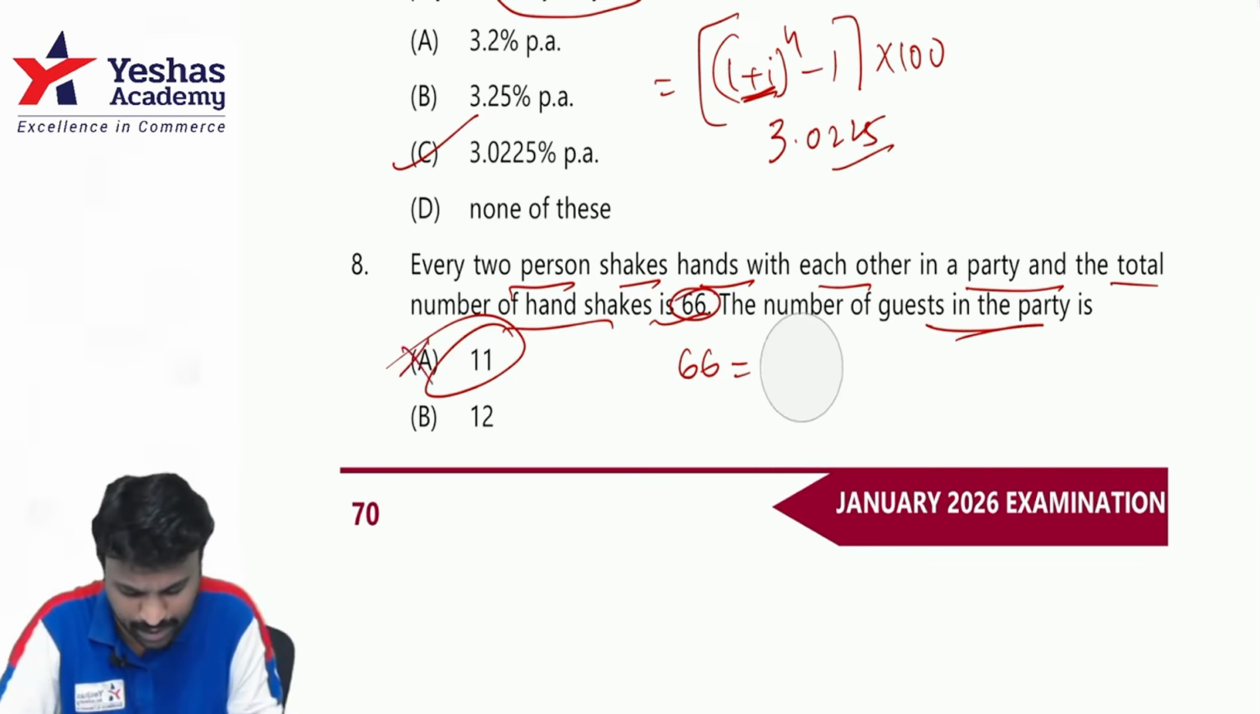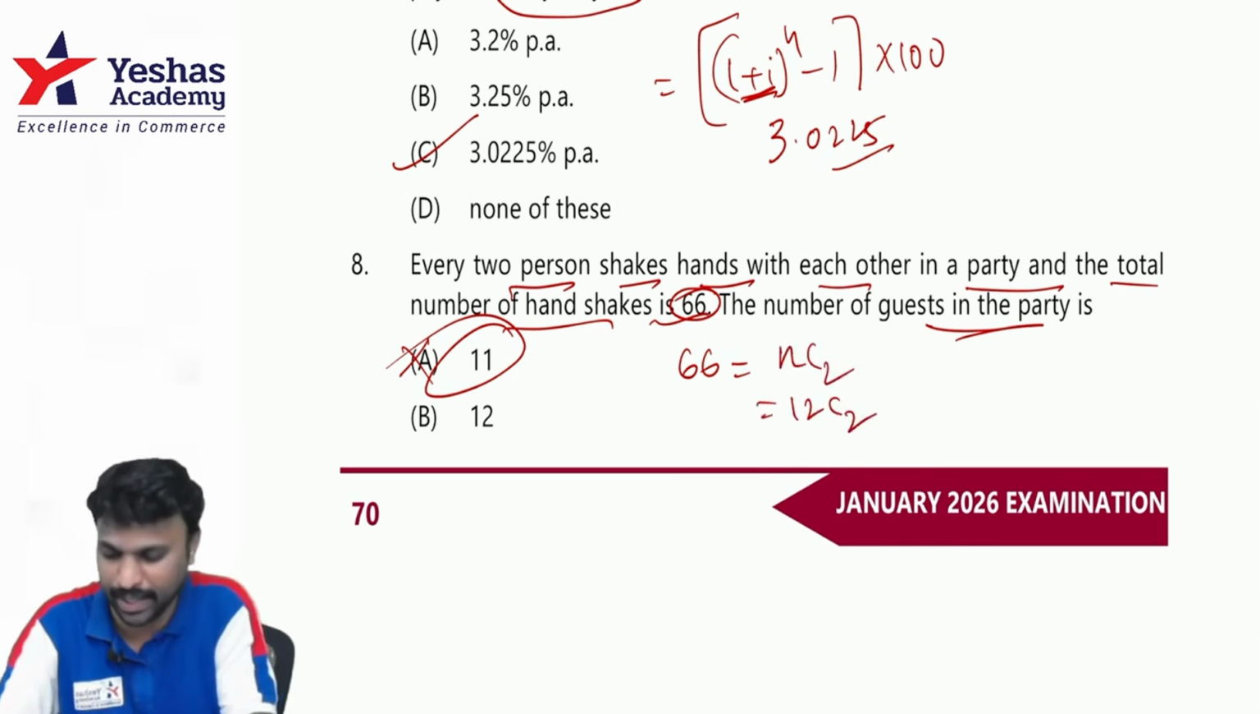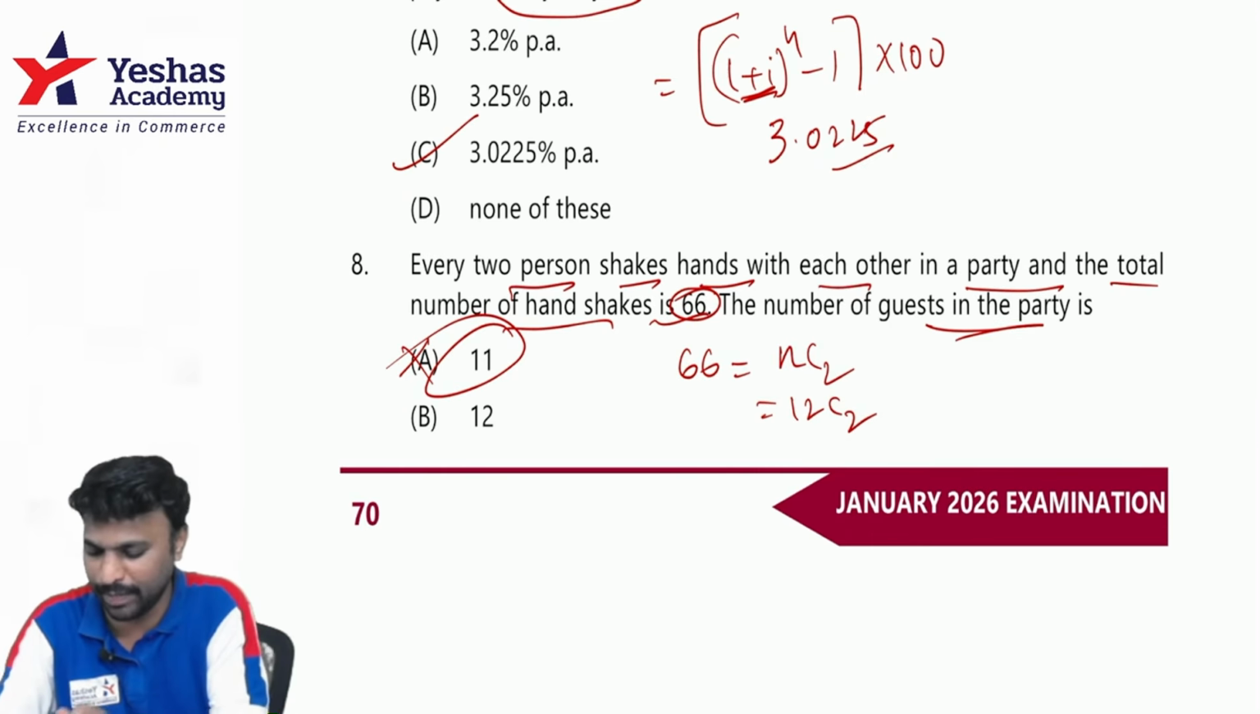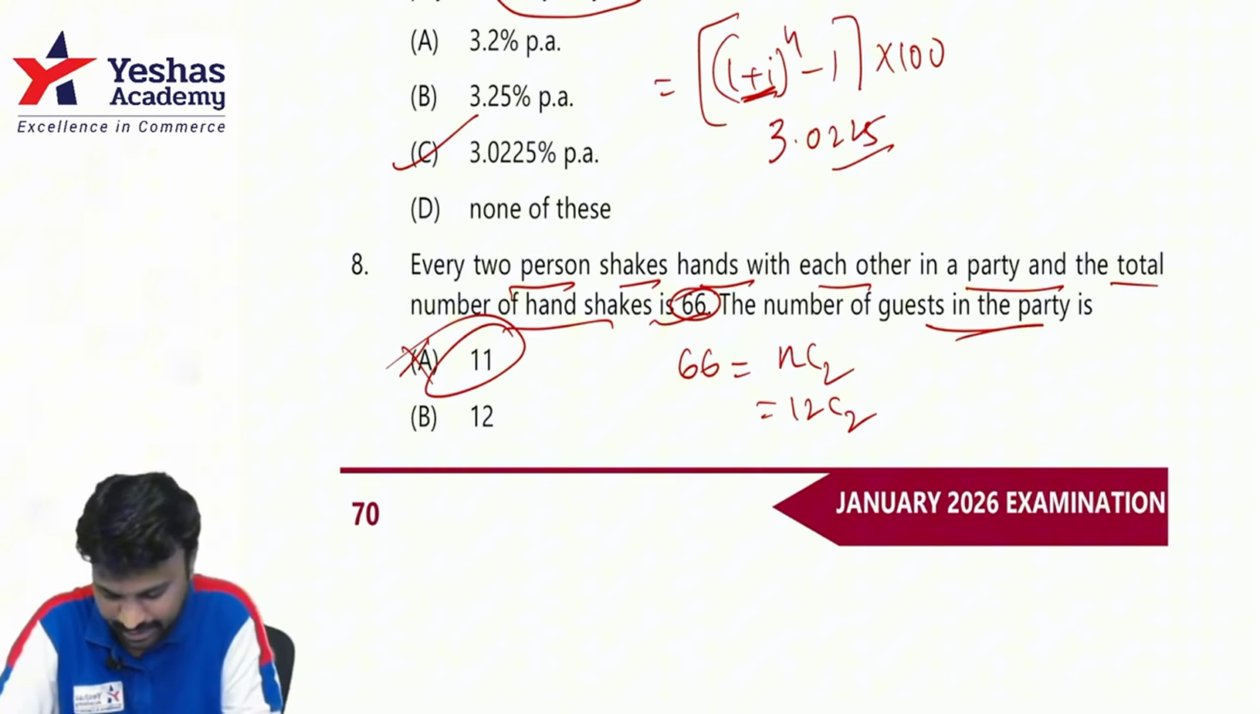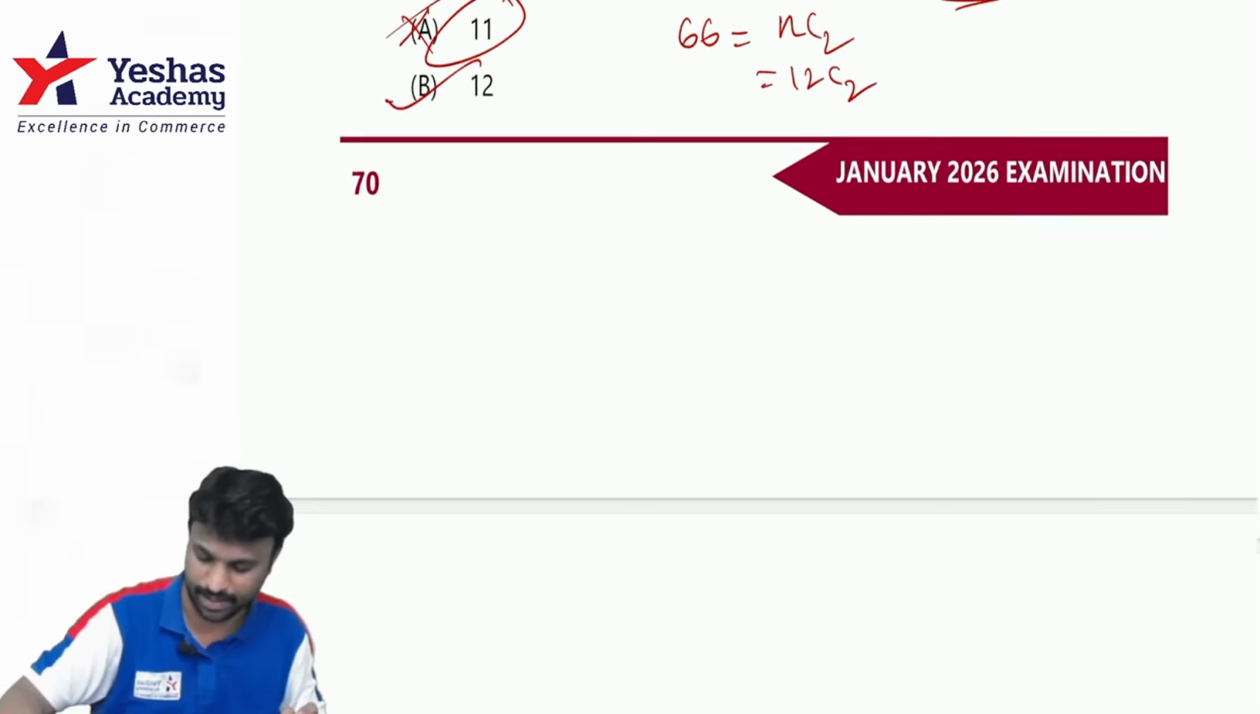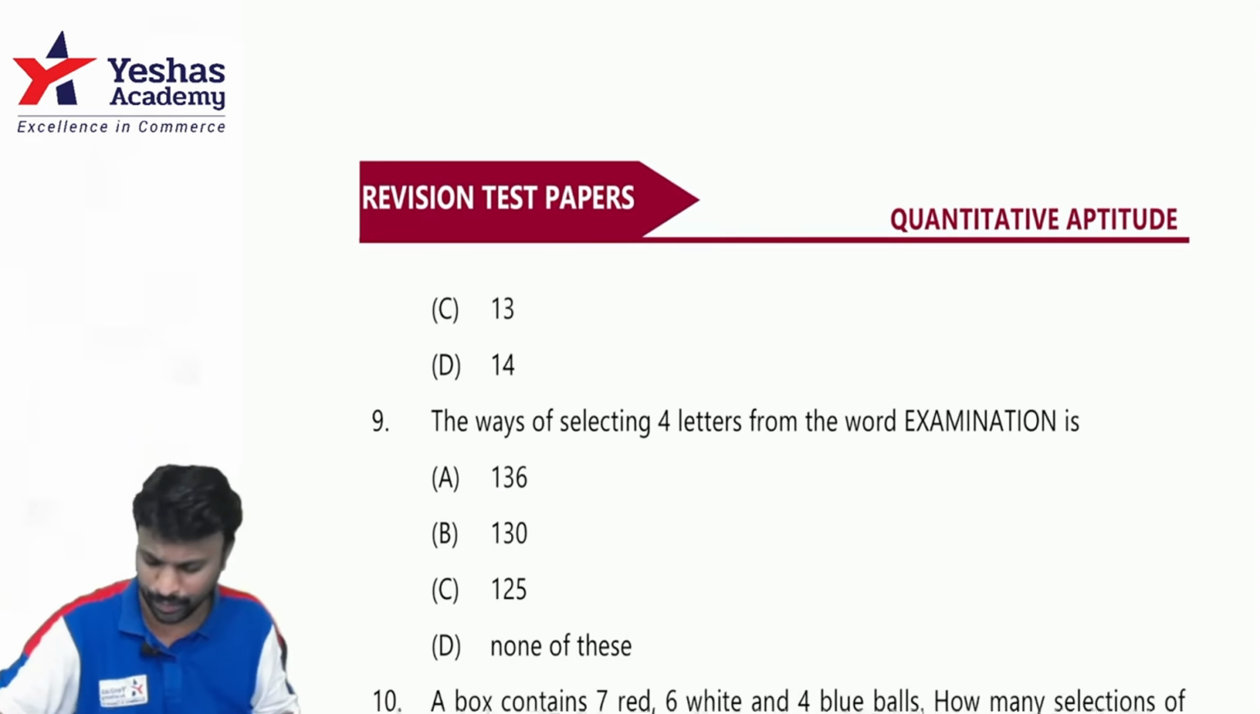If I hit option B, that is 12C2, it becomes 12 into 11 divided by 2 factorial, which is 2, which is 66. That means option B is the right answer. Guys, moving on to the next question.